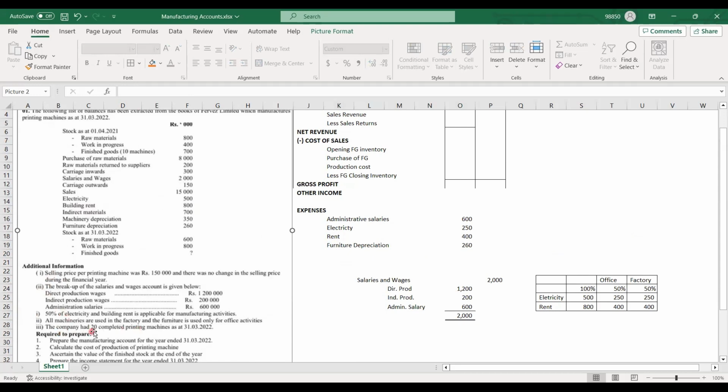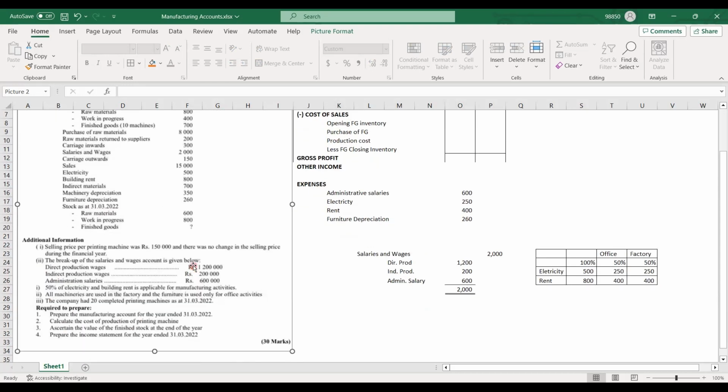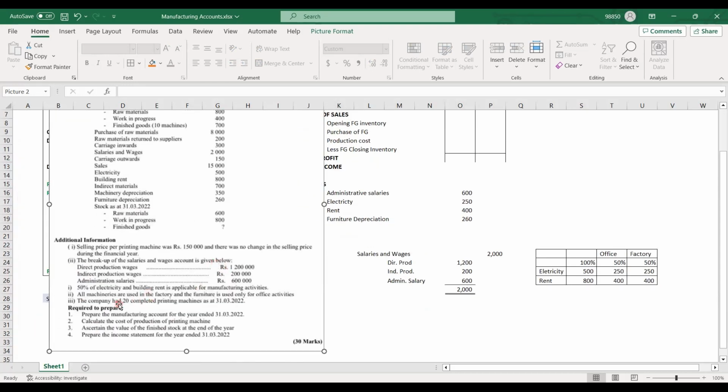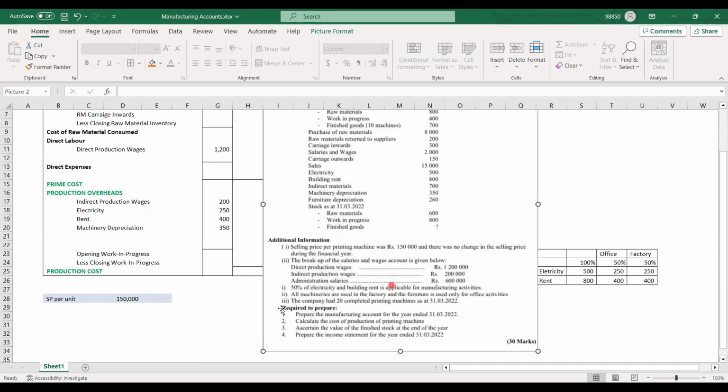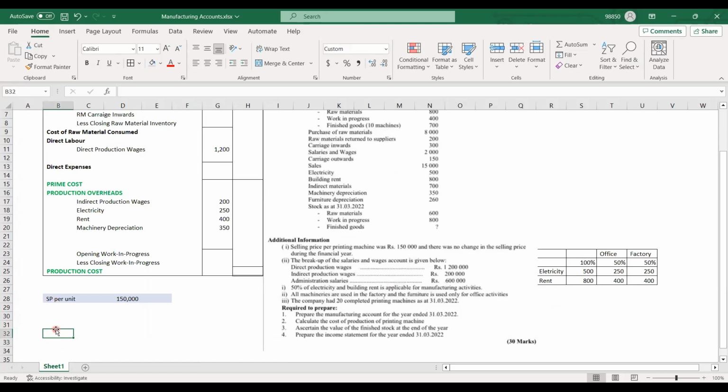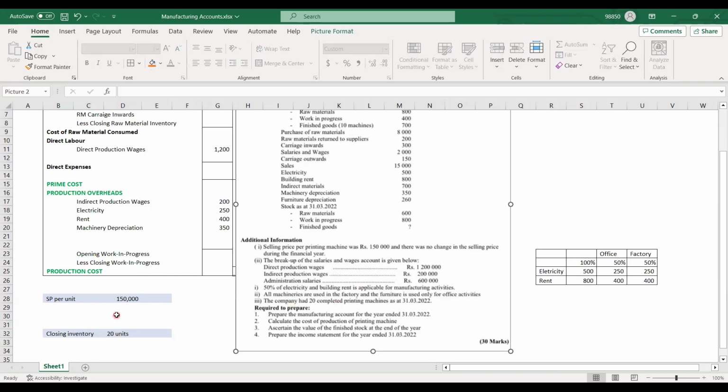Right. The company has 20 completed printing machines as at 31st of March 2022. So this is the closing inventory. And they have not given you the cost of closing inventory, right? So that has something to do with this. Closing inventory is 20 units. That also I will write down and leave there in case, because they clearly want us to do something with this extra information. We just don't exactly know what yet. So we leave that there. So that is all the additional information.